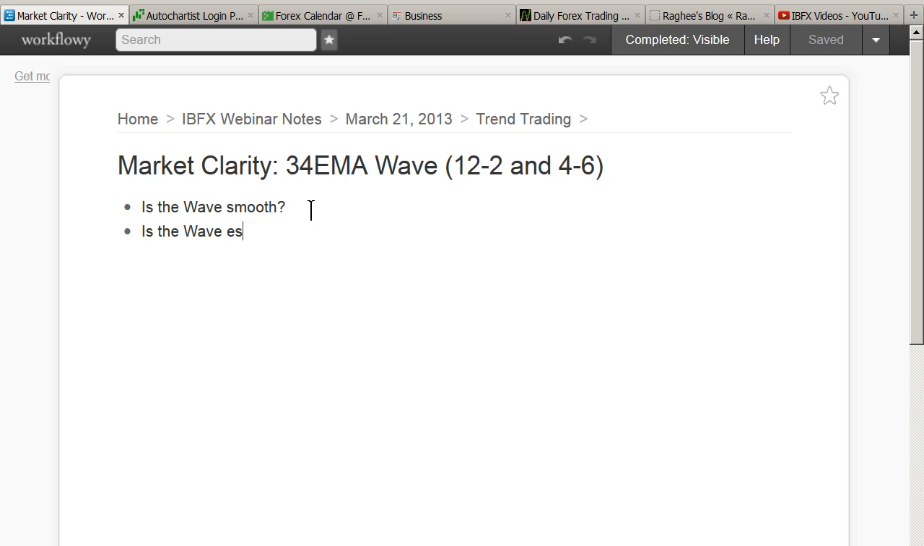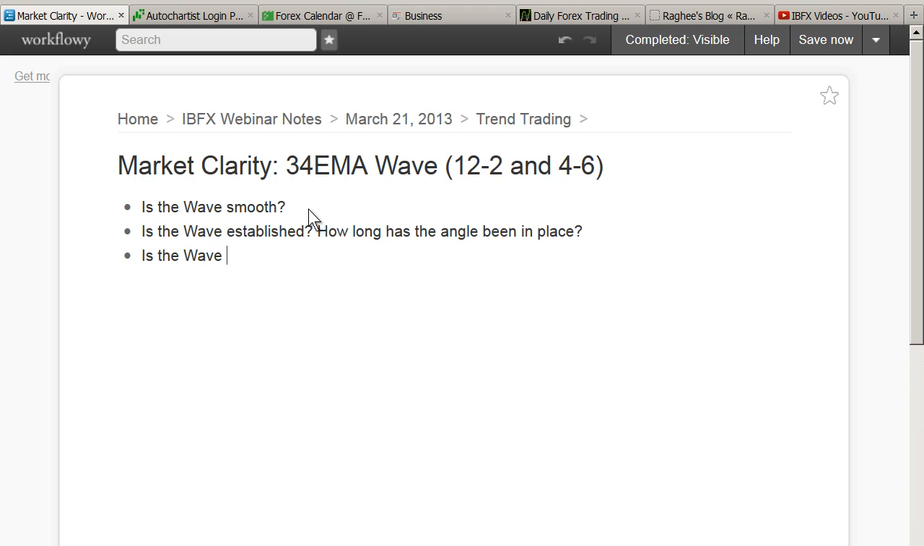In other words, how long has that daily trend, or trend on the intraday time frame, how long has the angle been in place? Is it very fresh, or has it been in place for a while? So how long has the angle been in place? And the last question is only applicable on corrections, but that is: is the wave respected?